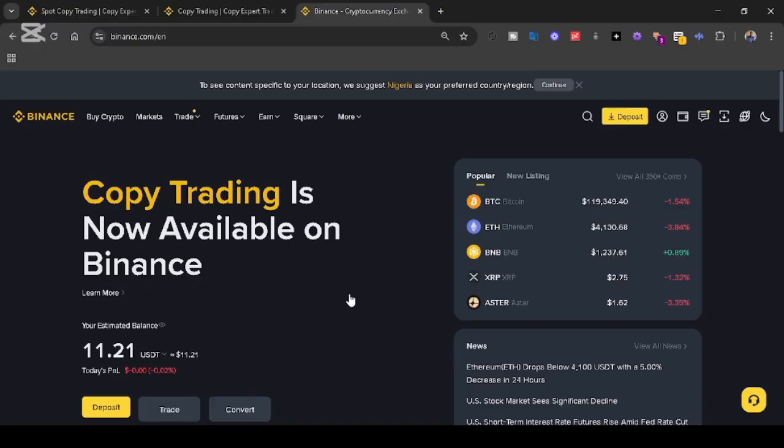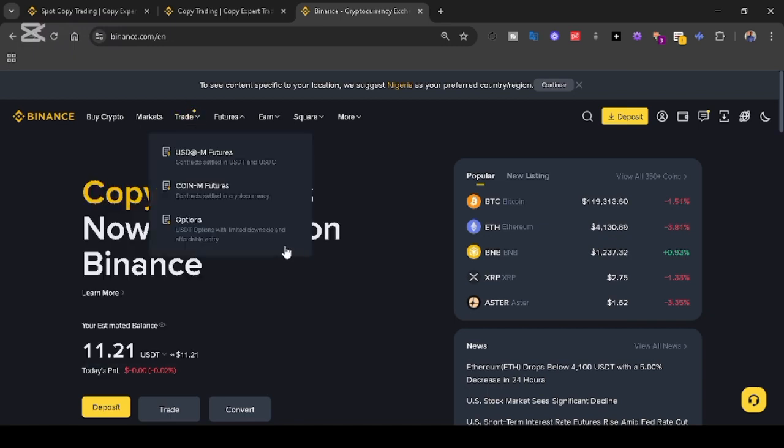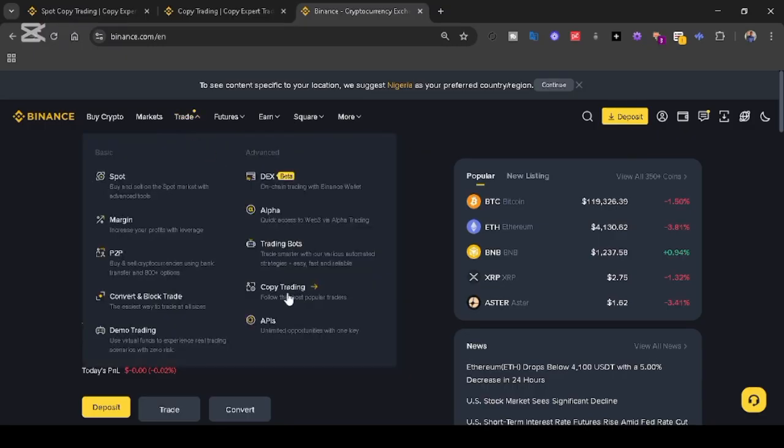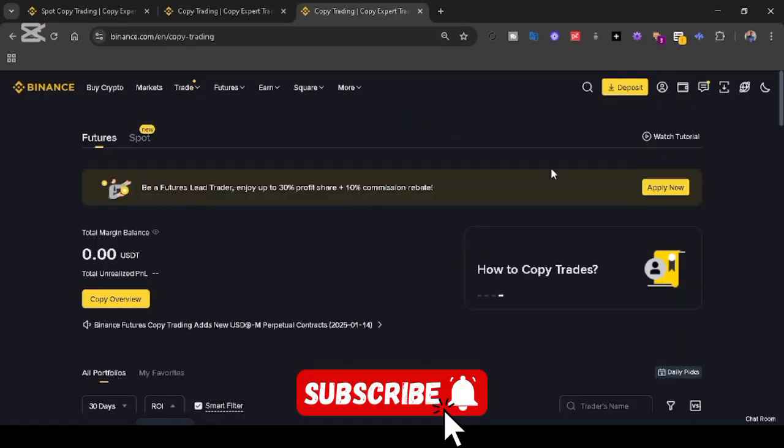This is a Binance Copy Trading video, and copy trading is just a way of making money online simply by copying a trade that is initiated by an experienced trader. Now, to access the copy trading section of Binance, simply head over to this section, the Road Trade, and then come over to Copy Trading. So this is the copy trade section of Binance.